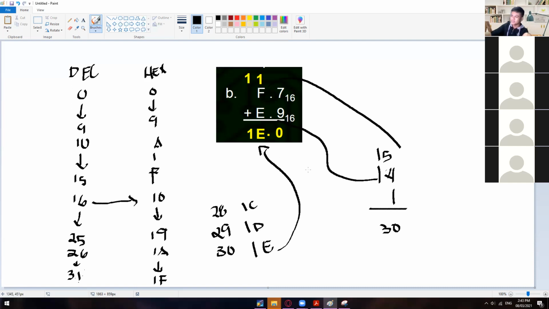All right. So we're finding 7 plus 9. So 7 plus 9 is 16. So 16 is 10 right here. So carry 1, bring down 0. So this is our remainder 1.